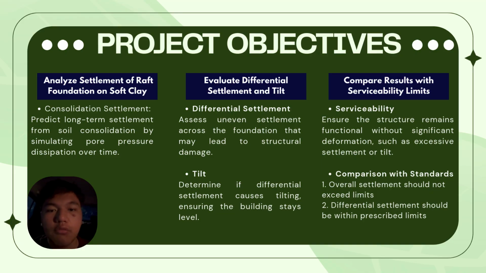Next, we will examine differential settlement and tilt. Differential settlement happens when different parts of the foundation settle by different amounts, which can cause damage. We will check whether this uneven settlement leads to tilt and assess its impact on the building stability. Finally, we will compare the results with serviceability limits. This ensures the structure remains safe and functional. We will check that, first, the total settlement is within allowable limits, and second, the differential settlement and tilts are within acceptable limits to prevent structural problems.